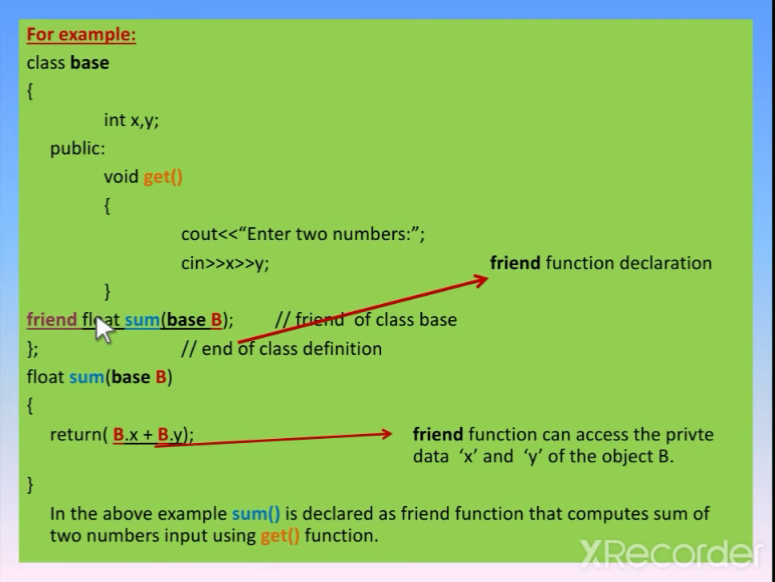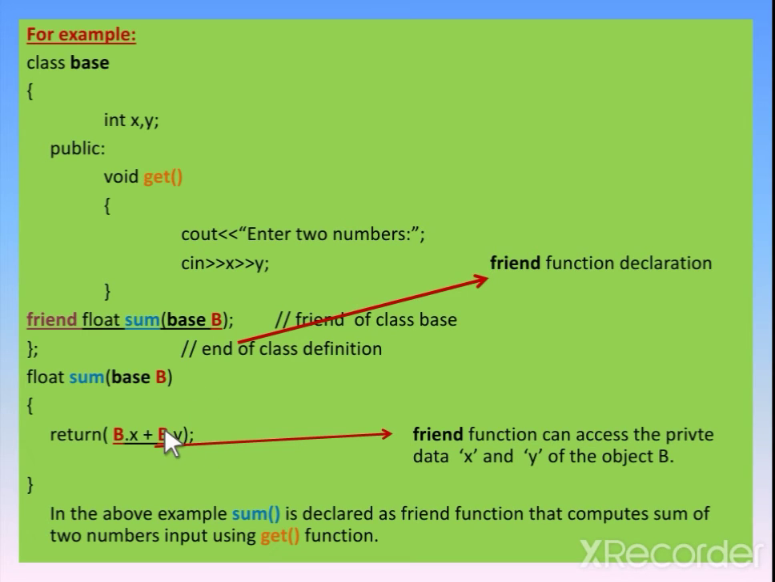Friend prefix, return type specifier, function name with the class name followed by the class name argument, sorry, class name object. Class name I'll take as Base, and object b, because in the body of the friend function I am supposed to access x and y. This is the body of the friend function.